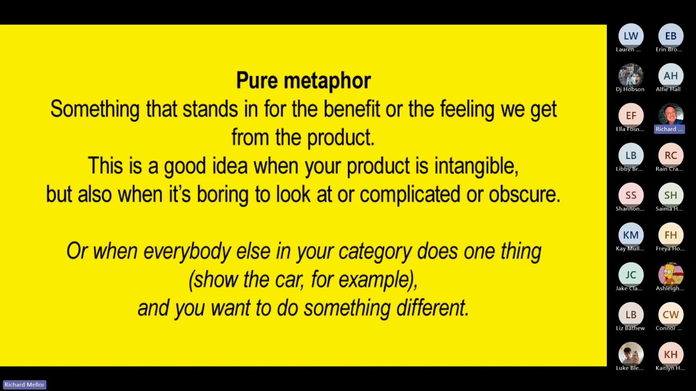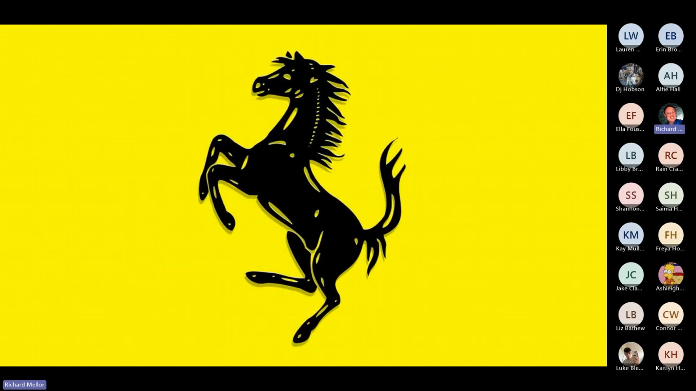So we use metaphors on various levels. Sometimes we use a pure metaphor to simply help our product stand out from its competition. Take, for instance, the galloping horse, the stallion for Ferrari.